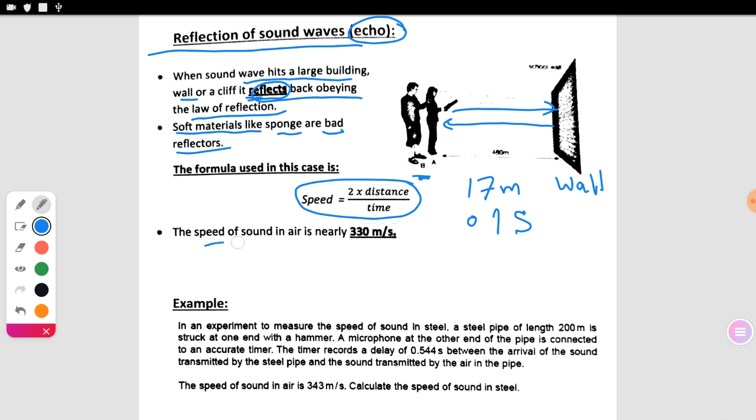The speed of sound in air is nearly equal to 330 meters per second. Why this value? Nearly, because the speed depends on the temperature of the medium and ranges from 320 meters per second up to 360 meters per second. This is the average.